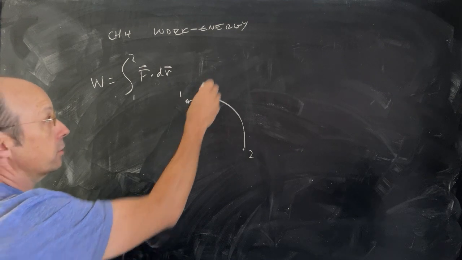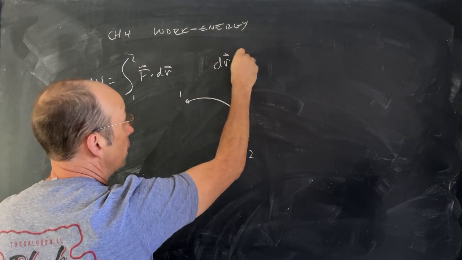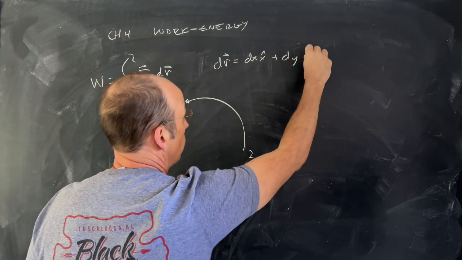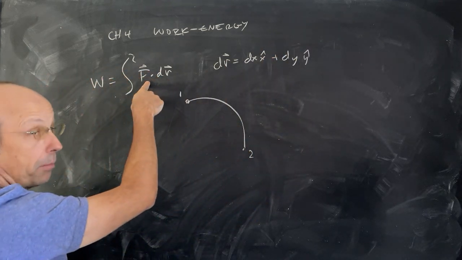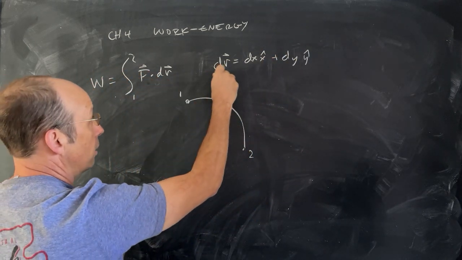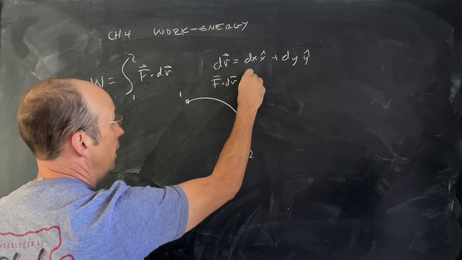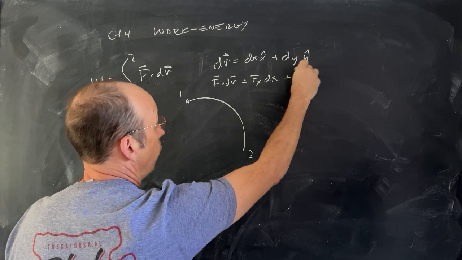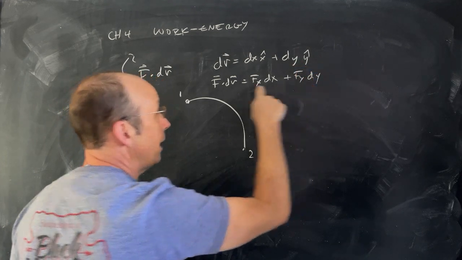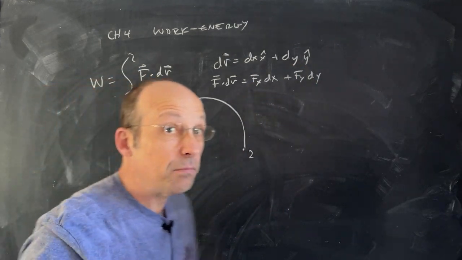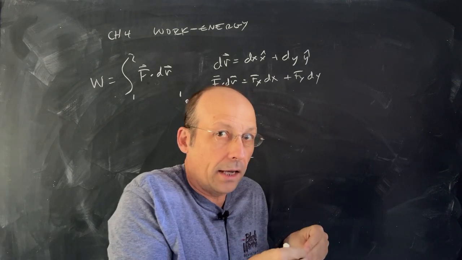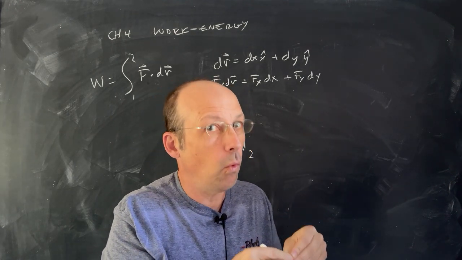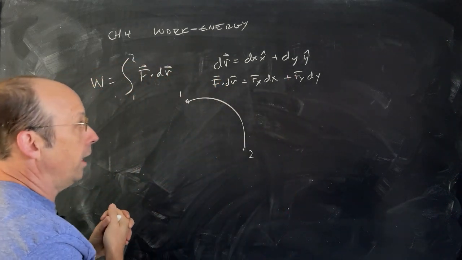Well, in Cartesian coordinates, dr is dx x hat plus dy y hat. So I can do the dot product. So f dot dr is fx dx plus fy dy. Now notice that it is possible that fx depends on y, right? That's just the x component of the force. It can still have a y value in there, and the same thing for y.